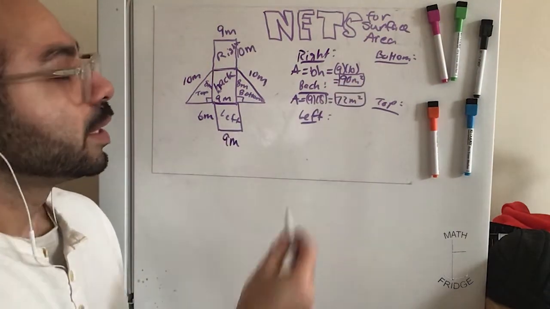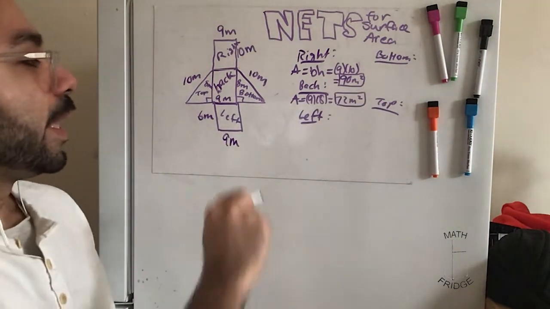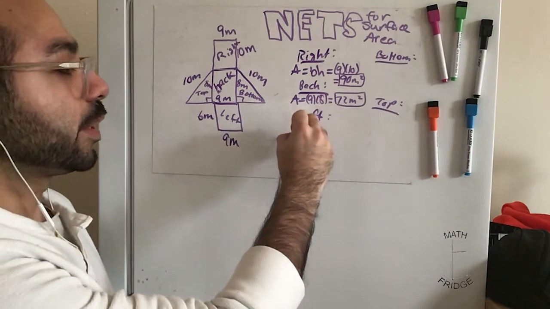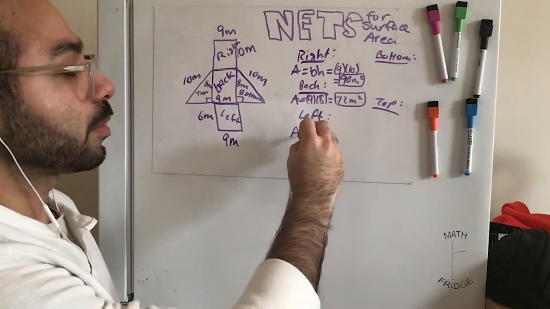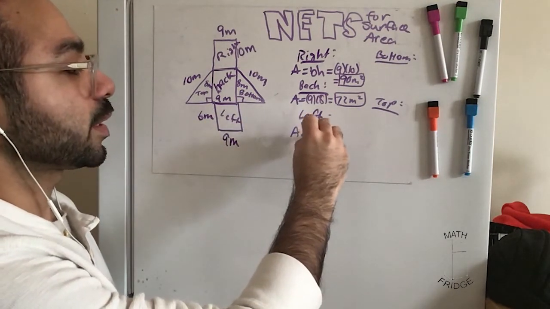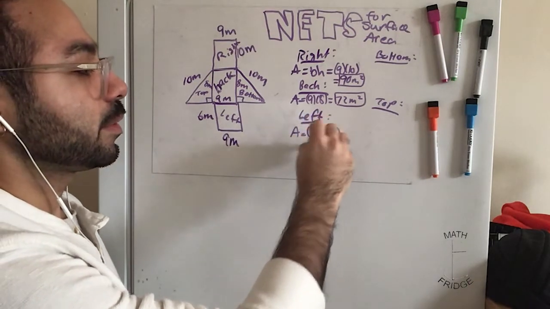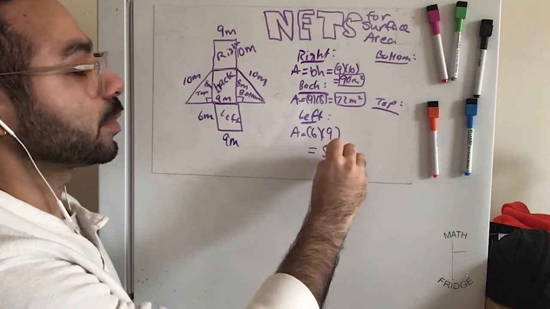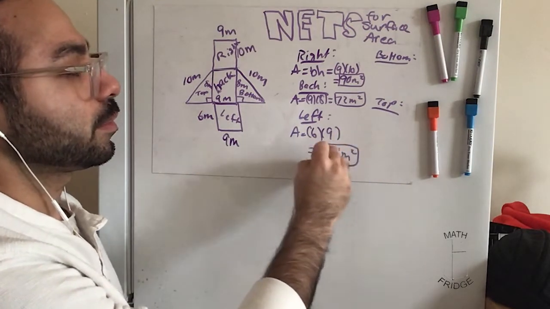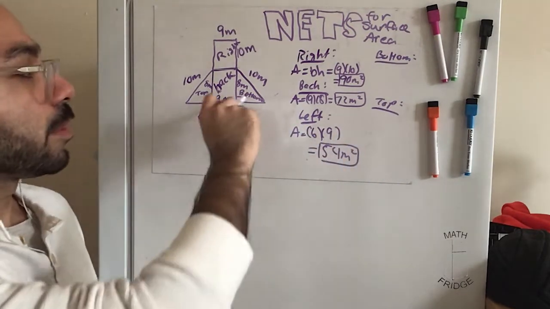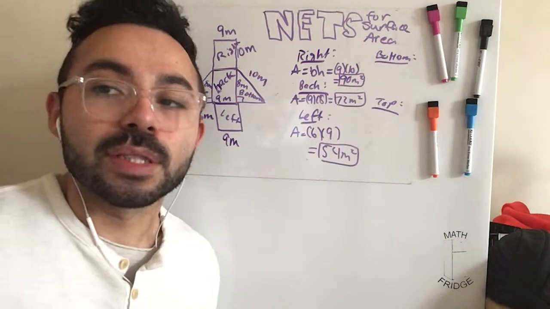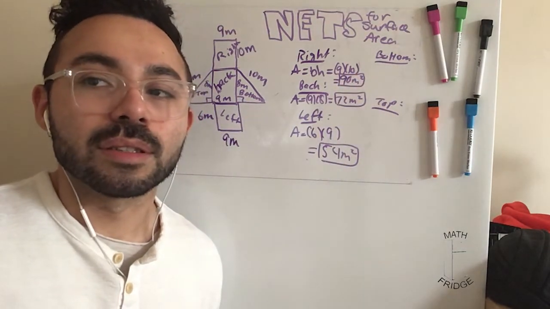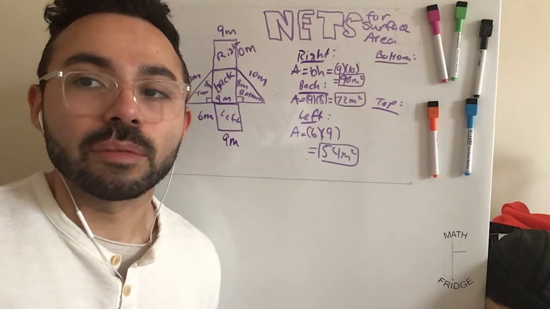All right, so the next face that we have here is the left face. Area, another parallelogram. So 6 times 9, 6 times 9 is 54 meters squared. Cool. We got our bottom. And our bottom and our top are going to be the same area because they're both equal congruent right triangles.